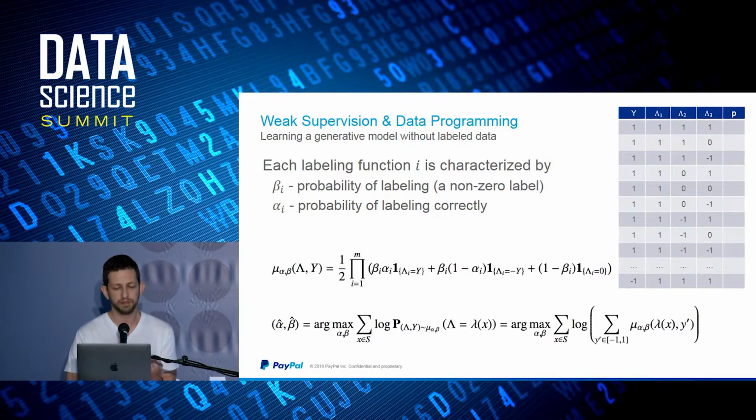And it doesn't matter that we don't know the Y column, the true label column. We just sum over all the different possible values of the true label of every example, factoring in the relative probabilities of each possible true label.